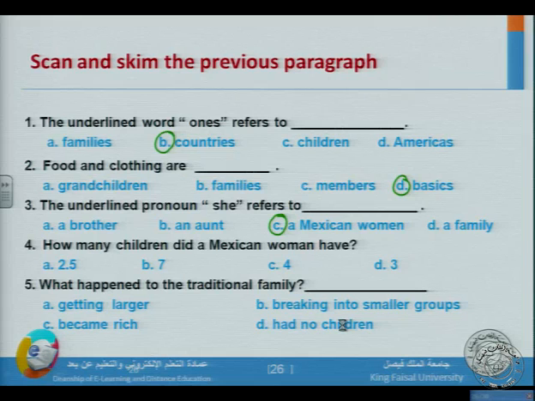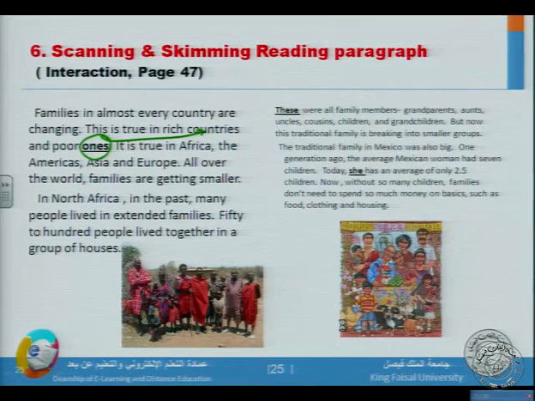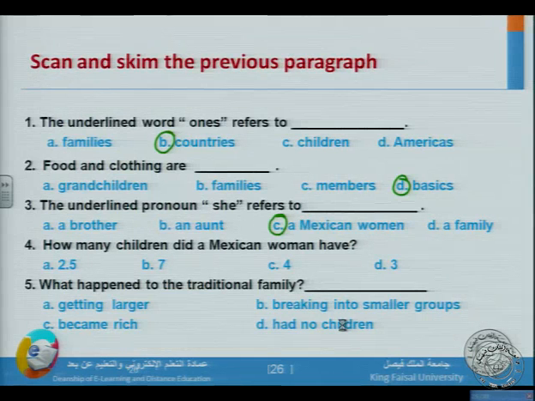How many children did a Mexican woman have? We said 2.5. You should use scanning. Once you use scanning right here, you just go. You don't need to read the whole passage. You just go to numbers. Is there any number right there except 2.5? This is what we call scanning. To scan, you're looking for a specific number or date or name, as we have learned in lots of classes. What happened to the traditional family? I want you to go back to the same passage, okay, right here, and just find out the answer.